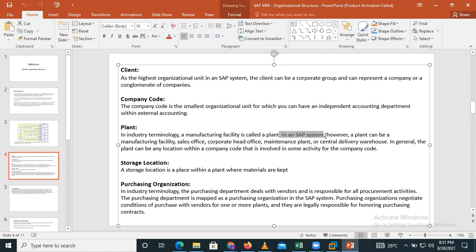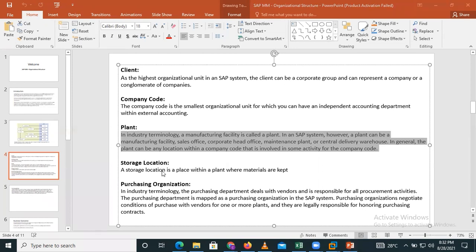But in the SAP system, a plant can be a manufacturing facility, a sales office, a corporate head office, a maintenance plant, or a central delivery warehouse. In general, a plant can be any location within a company code that is involved in some activity of the company code. In short, a plant in SAP is where we have a manufacturing facility, where we do manufacturing or assembly activity, or from where we provide services.